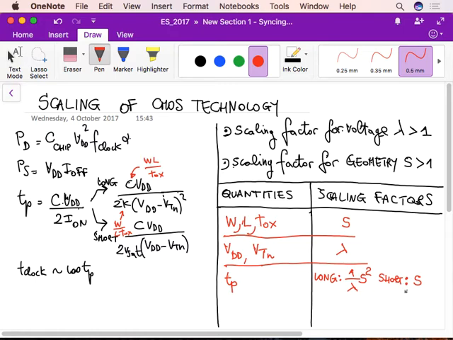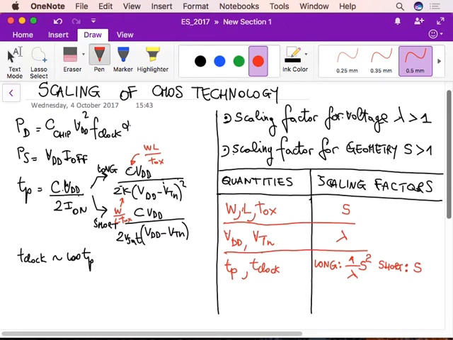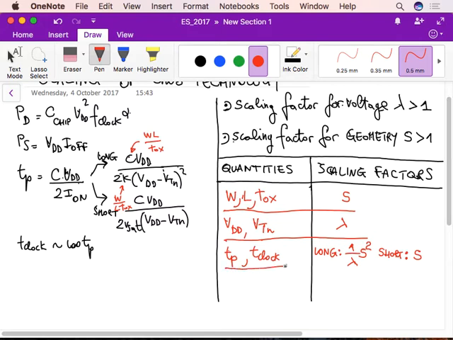So we have two different types of scaling, S square over lambda for the long ones and S for the short ones. In general, we are considering S different from alpha, but this is not necessary. Okay, TP is also T clock, because TP is proportional to T clock, and therefore the clock frequency, which is inversely proportional to T clock, scales as the inverse of T clock, of course.